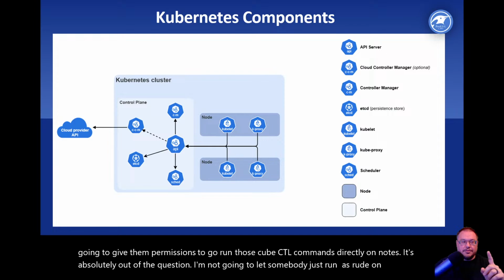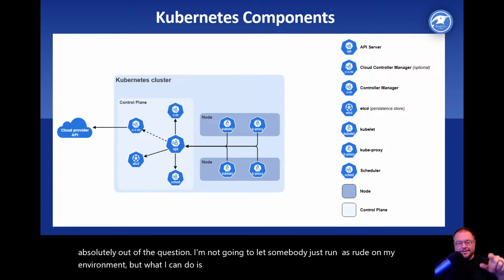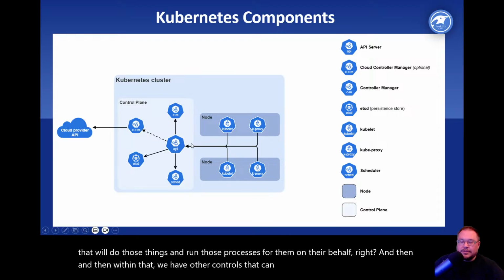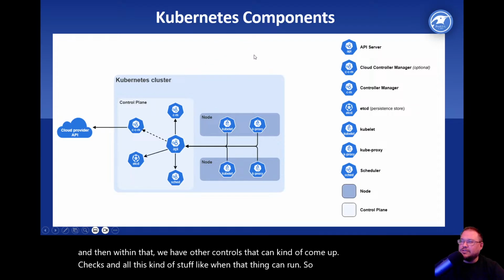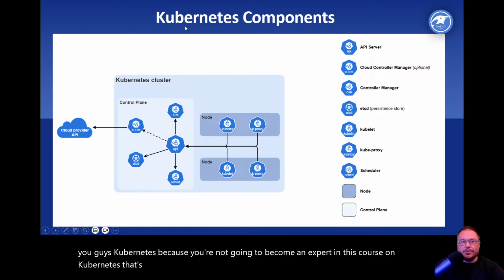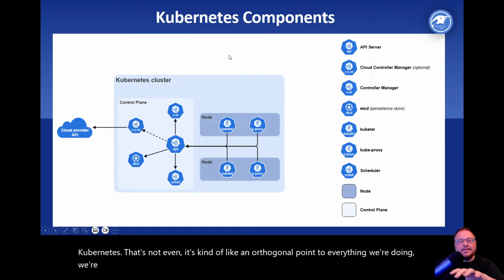But what I can do is give them an ability to kick off our playbooks that will do those things and run those processes for them on their behalf, right? And then within that, we have other controls that can come up, checks and all this kind of stuff, like when that thing can run. So anyways, my point is I show you guys Kubernetes because you're not going to become an expert in Kubernetes in this course. It's kind of an orthogonal point to everything we're doing. We're doing automation around environments, and the environment we happen to be using is Kubernetes.